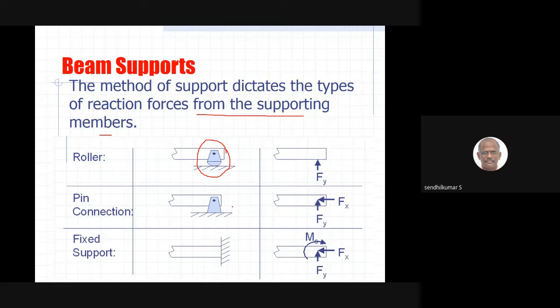In the case of a pin connection, we will have a horizontal force Fx and a vertical force Fy. So two reaction forces from the supporting members act on the cross section of the beam. In the case of a fixed support, in addition to the horizontal and vertical forces, a moment will be acting on the fixed end. So for these support conditions, we have three types of forces.